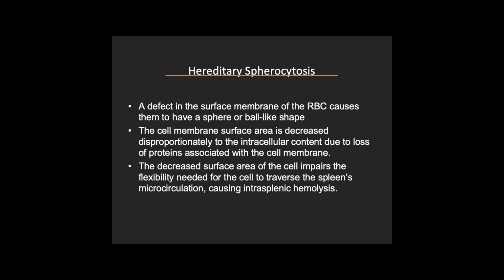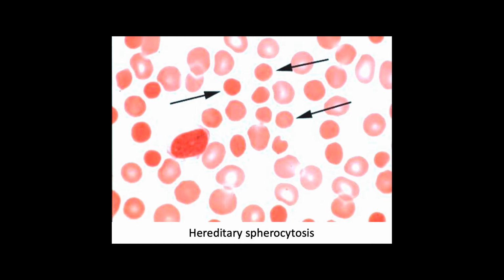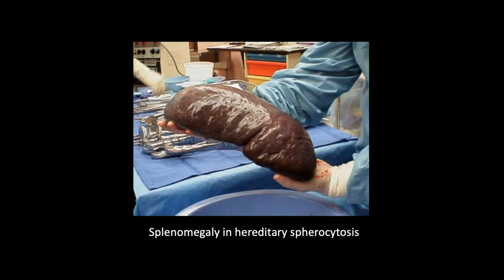So as the red blood cell is going through the spleen, through its microcirculation, the red blood cell is experiencing hemolysis. And so removing the spleen could decrease some of the issues here. This is the most common type of hemolytic anemia in people of Northern European descent. And this just shows you some of the spherocytes. And here is a good case of splenomegaly due to this hereditary spherocytosis.